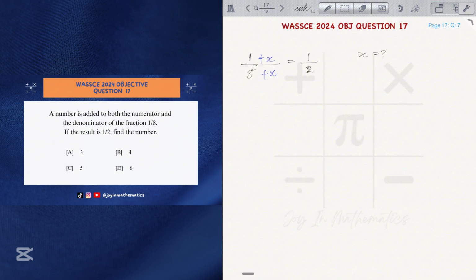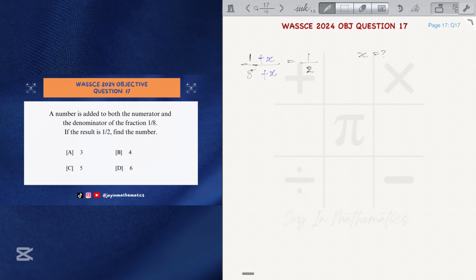So all that matters in objective questions or theory questions most of the time are just word problems. How do we interpret the question? Now let's read the question again. A number is added to the numerator, 1 plus x, and the denominator, 8 plus x, of the fraction 1 over 8. If the result is 1 over 2, find x. That's find the number. So with this, we have the fraction 1 plus x divided by 8 plus x is equal to 1 over 2, as an expression. So now let's find x.